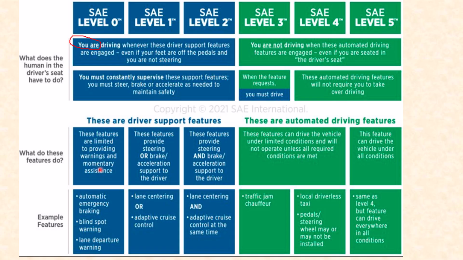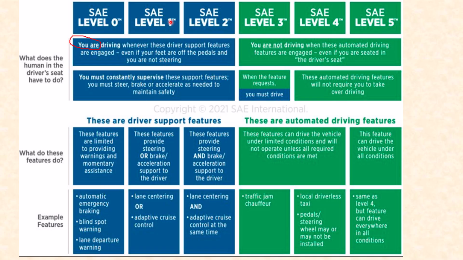Now let's see the further bifurcation. What is level 0? Level 0 means these features are limited to providing warnings and momentary assistance. Understand this sentence carefully: these are limited to providing warnings and momentary assistance. And what are the features that fall into this category? Automatic emergency braking, blind spot warning, or lane departure warning. They provide only momentary assistance.